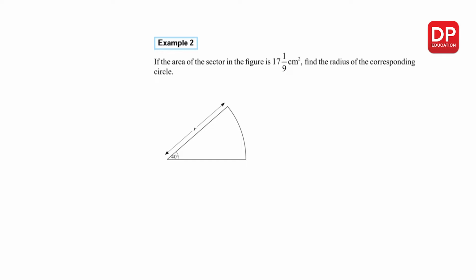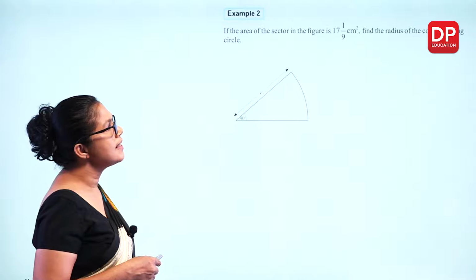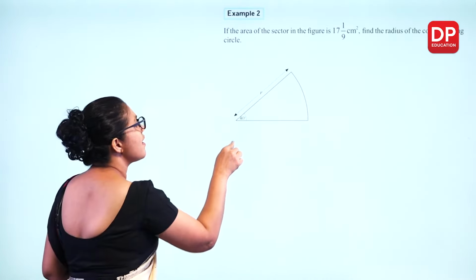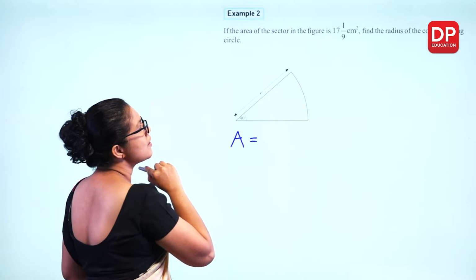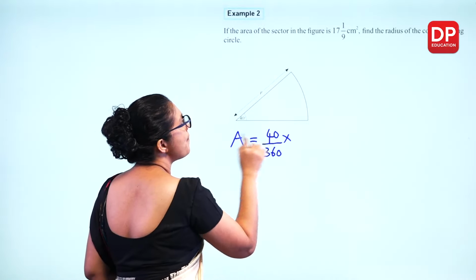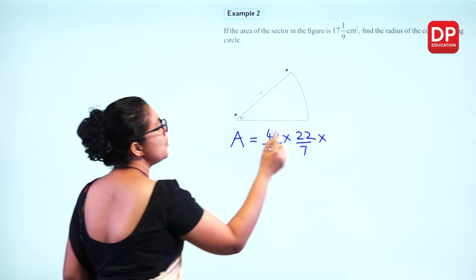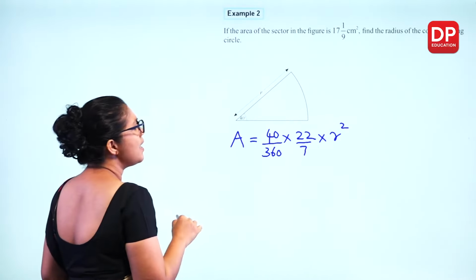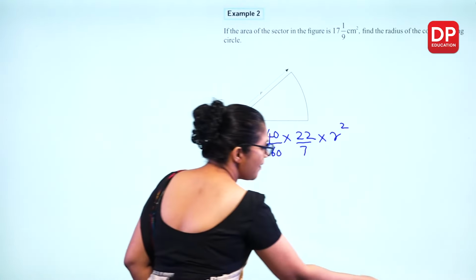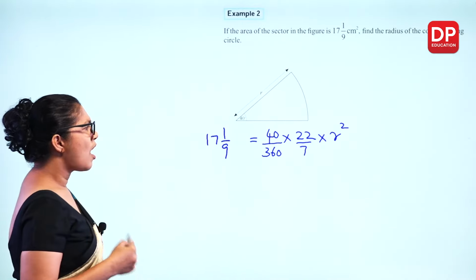Now we'll look at example number 2. Here it's given that the area of the sector is 17 1/9. Find the radius of the corresponding circle. So again, you can use the area formula. Area is equal to the angle, given as 40, over 360 into pi r squared. Pi you can take as 22 over 7. What's the r value? We don't know, so we put r squared, but we know the sector area is given as 17 1/9.